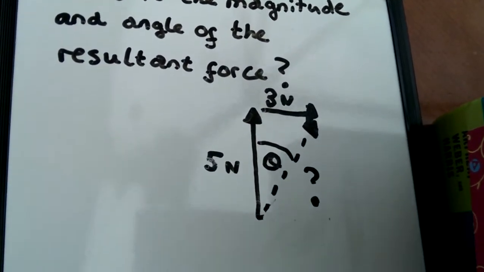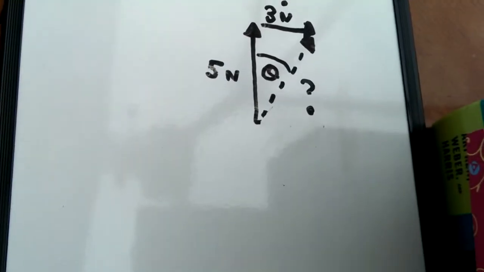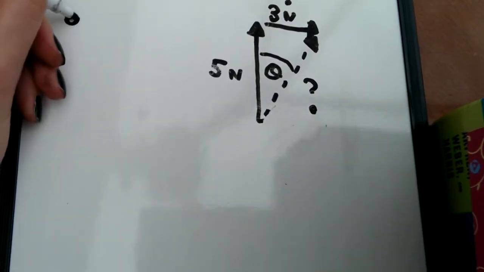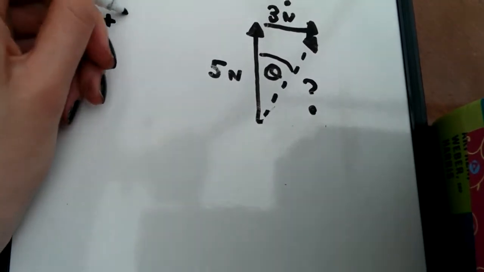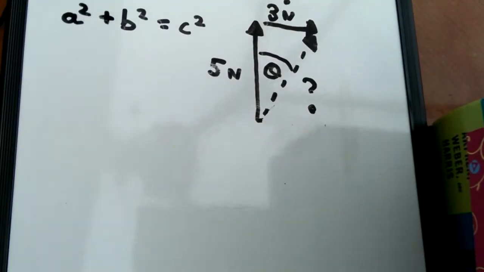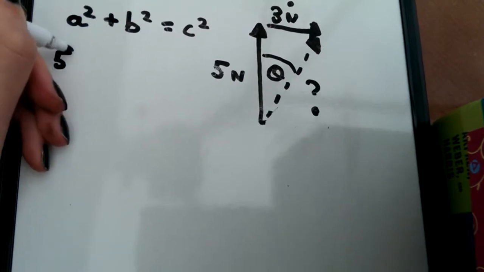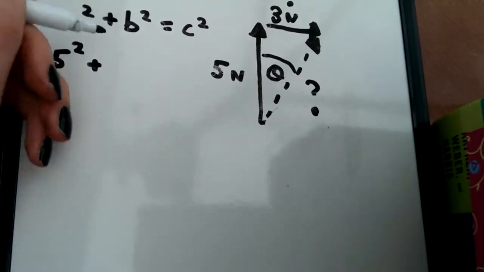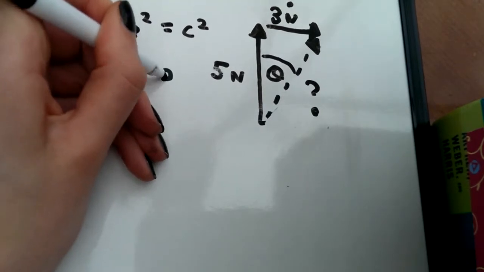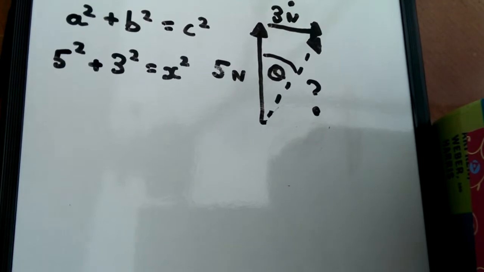So in terms of finding the length of this side, we can use Pythagoras' theorem, where a squared plus b squared equals c squared. So in this case, a is 5, b is 3, and then we are going to find x.